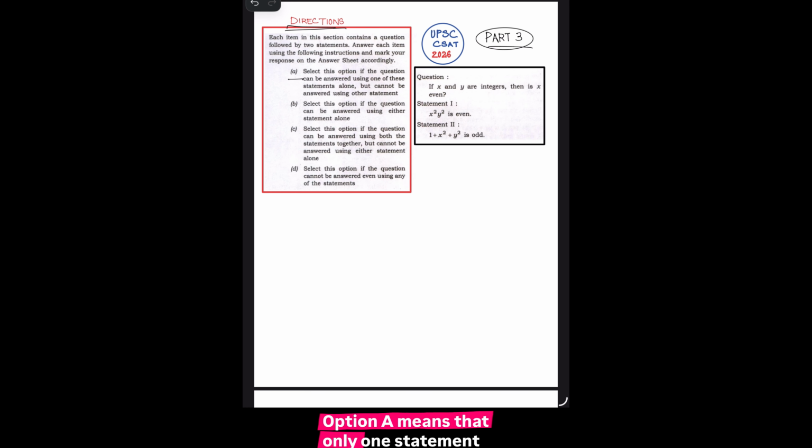Option A means that only one statement is sufficient to answer the question. Option B means that either statement alone is sufficient. Option C states that both statements together are sufficient. Option D means that even both statements together are not sufficient to answer the question.